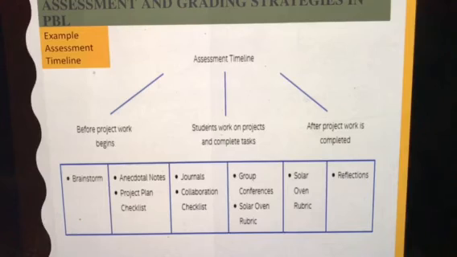In terms of assessment, students are assessed before the project, during the project, and after the project. They're assessed during brainstorming. Their anecdotal notes, project plan, and checklists are also considered and assessed. Their journals, the way they collaborate and work as a group, and also the rubric for grading which they come up with are also assessed. And in the end, when the project is done, their reflections are also considered and assessed.